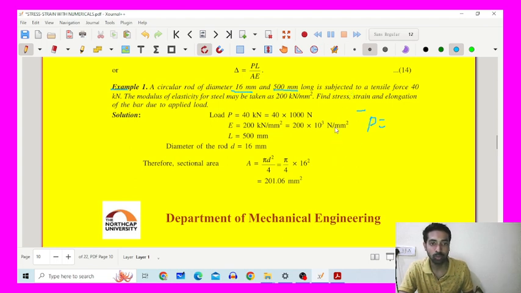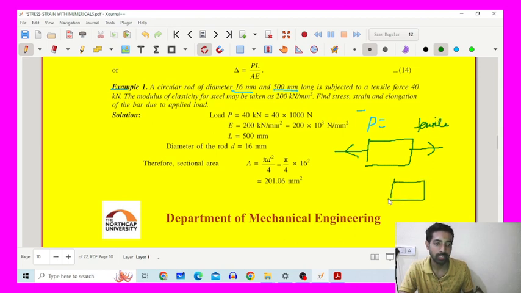First of all, we have to understand that there are two different types of forces. As we already explained, if a force acts outward, that is called tensile, and if a force is acting inward, it is called compression. The sign convention: for tensile we consider it positive, and for compressive we consider it negative. These are the two basic concepts.